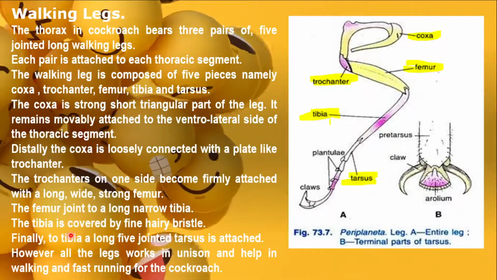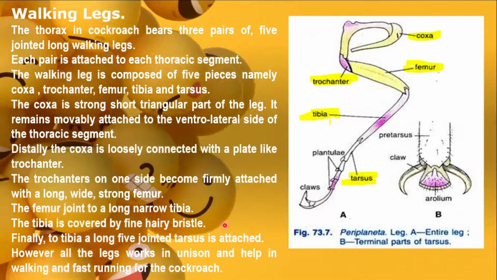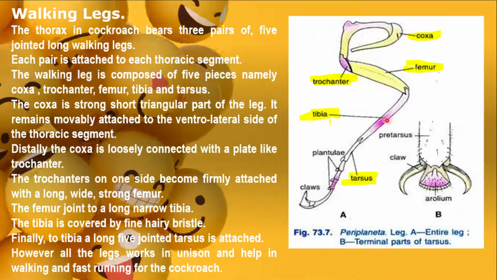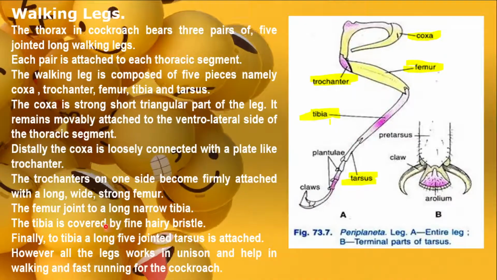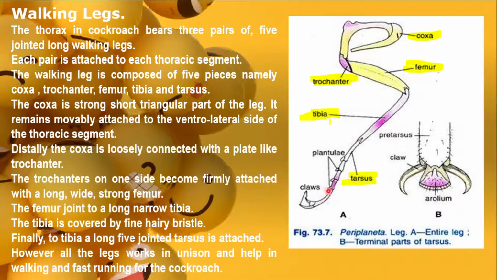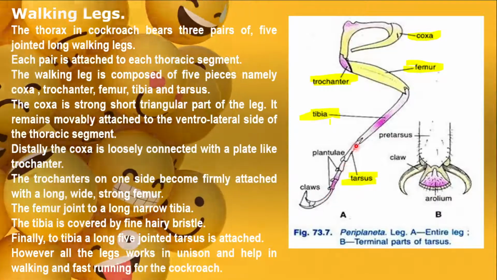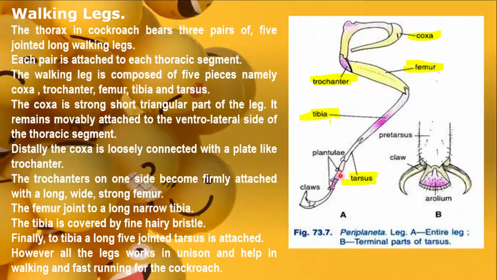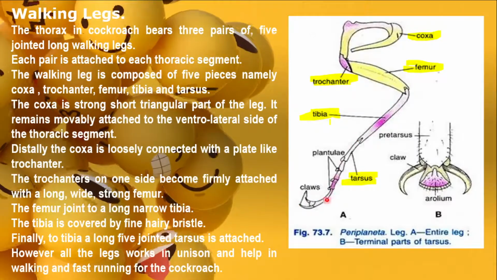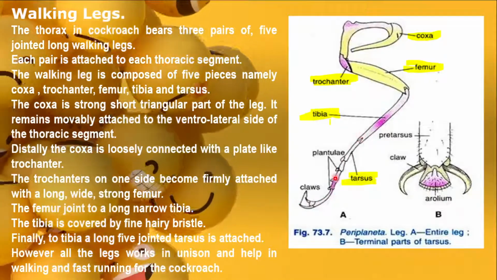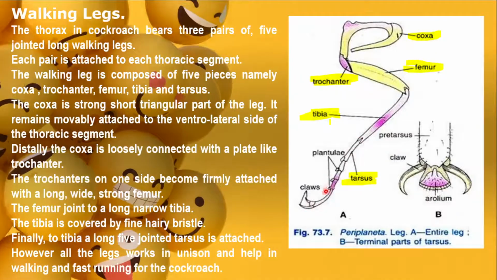Now the tibia is covered by fine hairy bristles. Finally, to the tibia, a long five-jointed tarsus is attached. See the tarsus here: first part, second part, third part, fourth part, and the fifth part. These five parts form the tarsus.